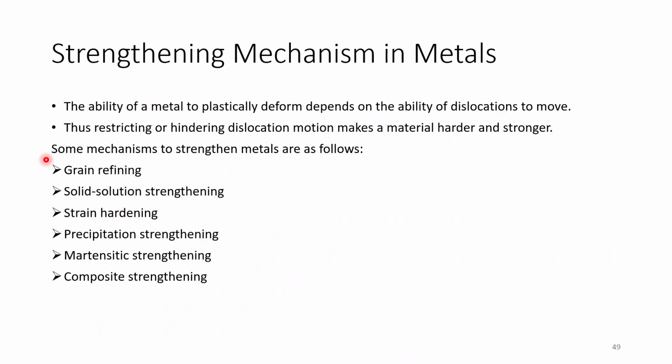Now strengthening mechanisms in metals. The ability of a metal to plastically deform depends on the ability of dislocations to move, thus restricting or hindering dislocation motion makes a material harder and stronger. Some mechanisms of strengthening metals are grain refining, solid solution strengthening, strain hardening, precipitation strengthening, martensitic strengthening and composite strengthening.